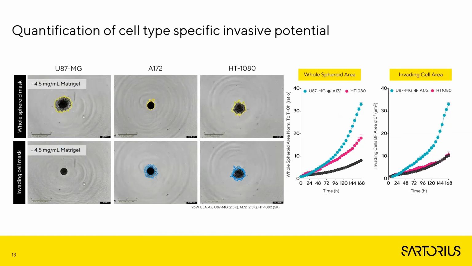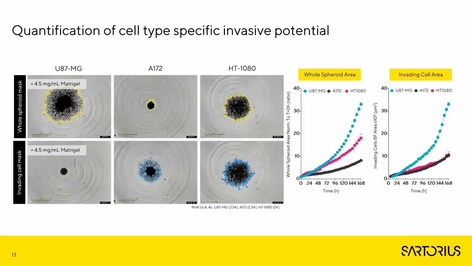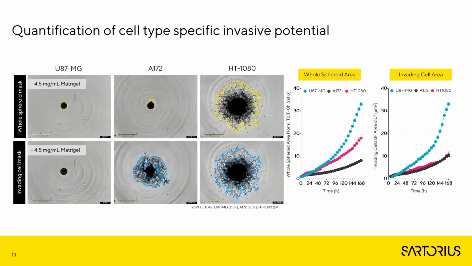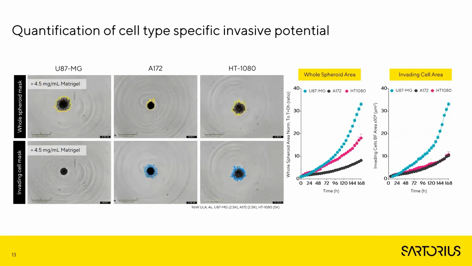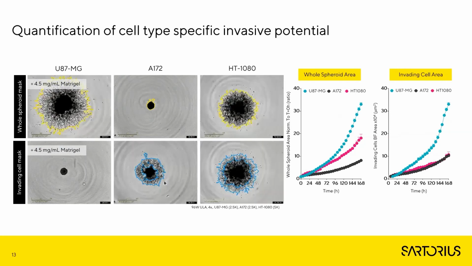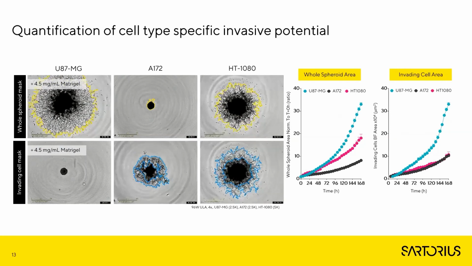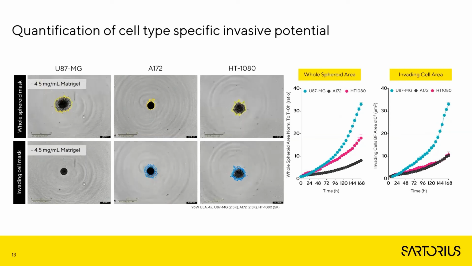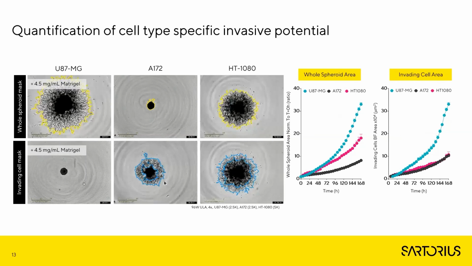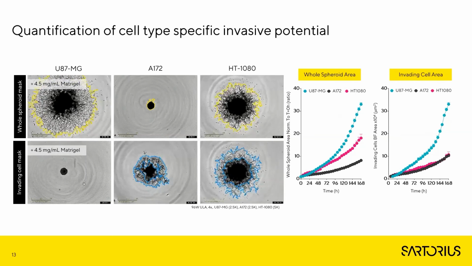And what's of note here is that although different in overall size, with the HG1080s having a larger total area, and you can see that in the left-hand plot, the A172s and the HG1080 spheroids showed comparable invasive potential. So here I'm looking at the right-hand plot. So this difference in invasive potential across the 3 cell types may indicate very distinctive mechanisms of cell motility and invasive modalities. And I think you would need to perform some additional experiments to fully understand the mechanisms that are at play here.